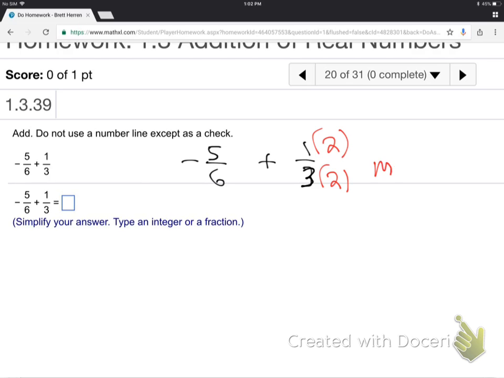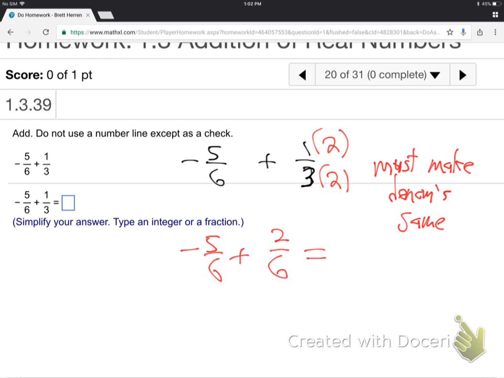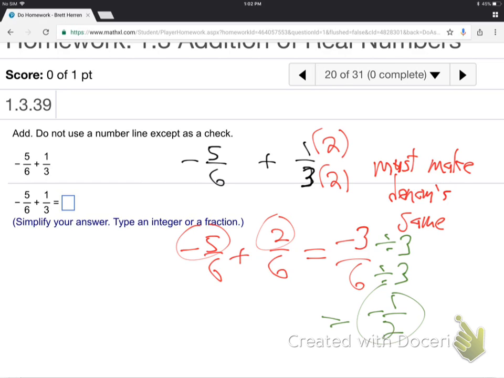So let me write that. Must make the denominators the same. So minus 5/6 plus, what's that, 2/6? Like that. And now we can put them together because the bottoms match. So the 6 stays. Minus 5 plus 2? Negative 3. And then we've got to simplify that, huh? What goes into both 3 and 6? 3. Yeah, 3 does, huh? So divide by 3, minus 1/2 on that. We good? On all that, remember that fraction stuff?